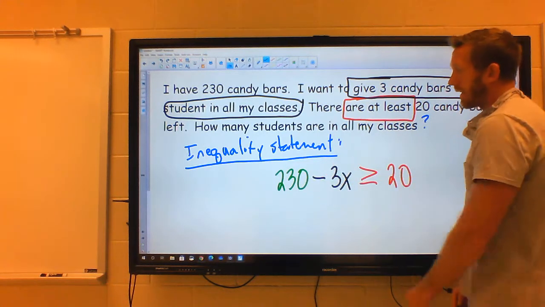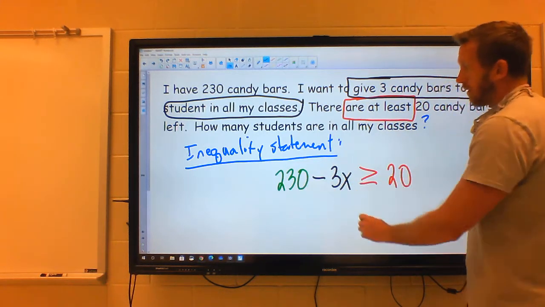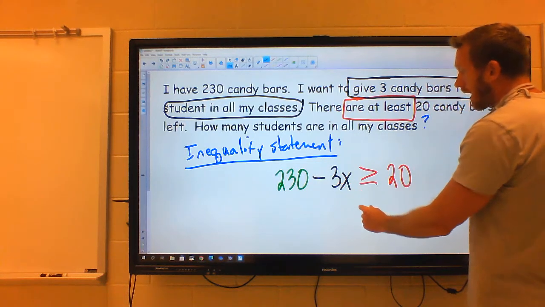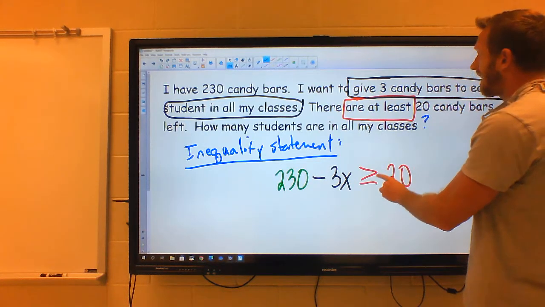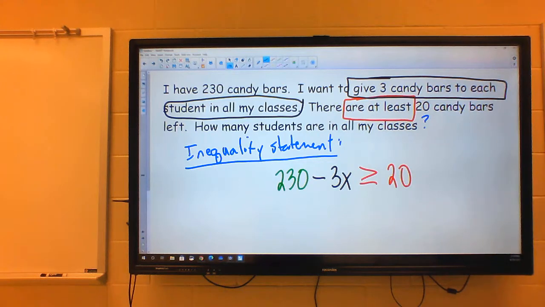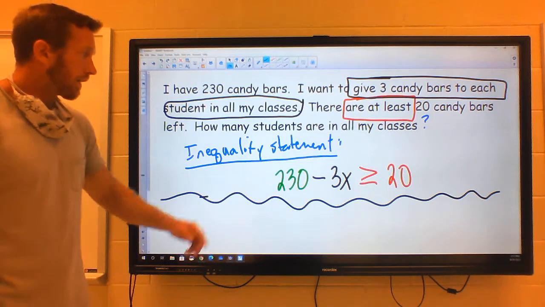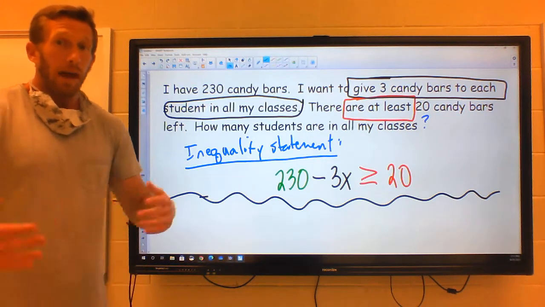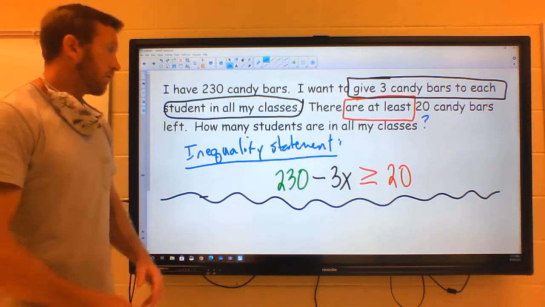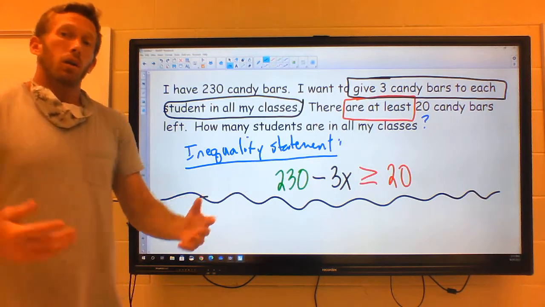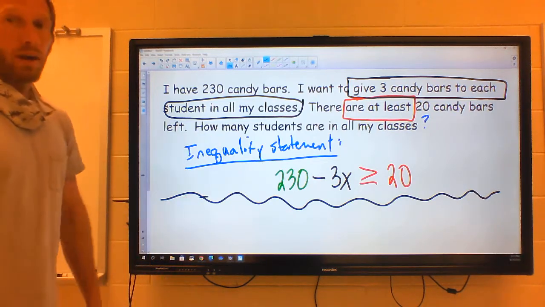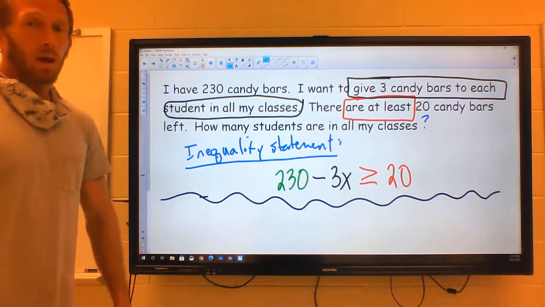So the left-hand side says we started with 230 candy bars. I'm taking away 3 per kid, and what's left over is at least 20 of them. This is our inequality statement. This problem is done as far as writing the inequality statement. On the test, half of your credit for the problem will be correctly writing an inequality statement. If you don't have it set up, you're going to lose some points. There's other ways we could rearrange this, but this is the best way based on the wording.